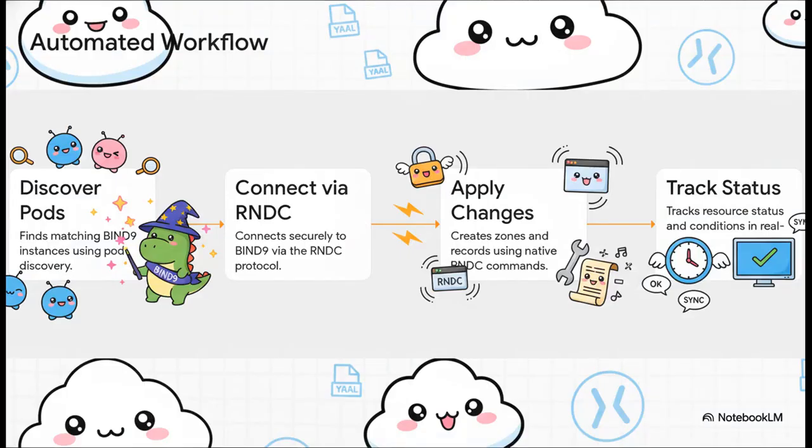The second you hit kubectl apply on that YAML, Bindy just springs into action. First, it uses standard Kubernetes label selectors to find the BIND9 pods it's supposed to manage. Then it connects securely using BIND's own control protocol, more on that in a sec, and applies your changes. And then crucially, it updates the status of your resource right there in Kubernetes, so you always know what's going on. It's a complete, automated, closed-loop system.